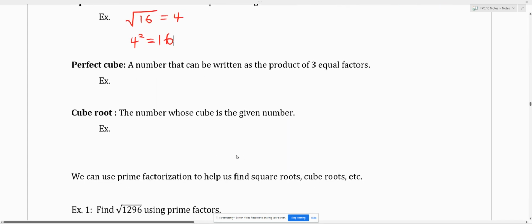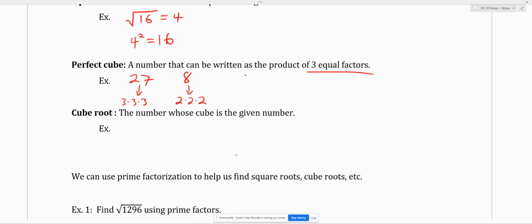So same thing applies for perfect cubes. It just means 3 of the same number being multiplied. So 27 is a perfect cube because, again, this is 3 times 3 times 3. Another one is 8, which is just 2 times 2 times 2. And 64 we see often as well, because that's 4 times 4 times 4. And 1, again, I'm going to put in here because we see this all the time. 1 times 1 times 1 is a perfect cube.